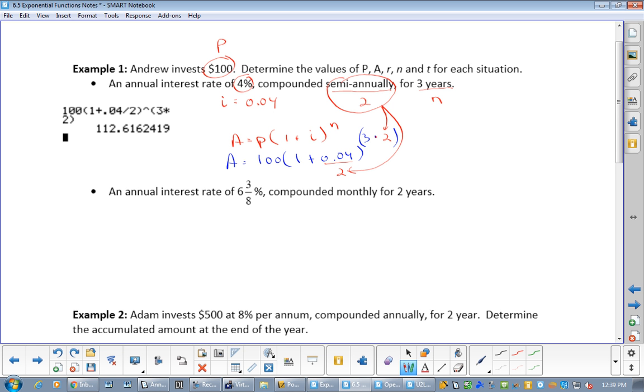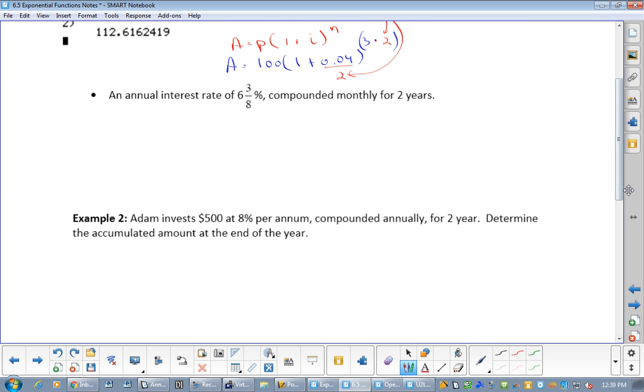For the next bullet, we have 6 3/8%. That's not nice, is it? I would like an idea of how to deal with that. Okay. Get into a decimal. Now, this would be 6 point. Now take 3 divided by 8. Okay, so we want to go 3 divided by 8, and what do you get?